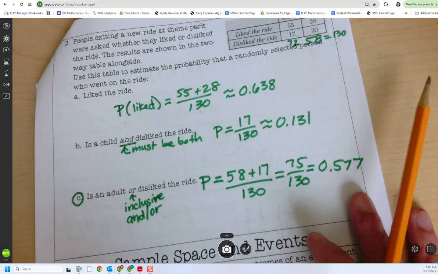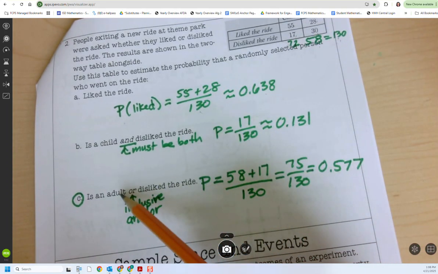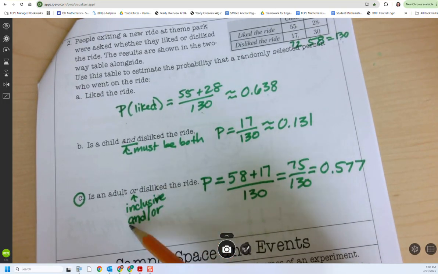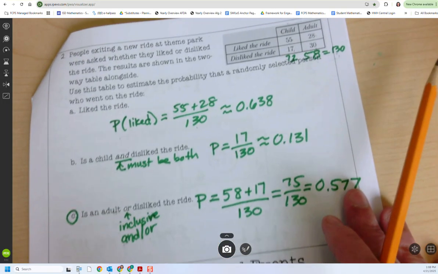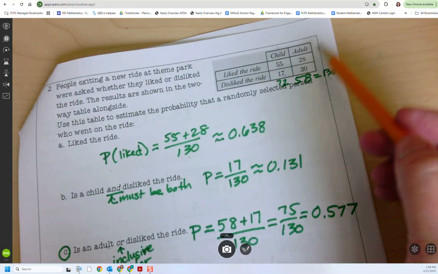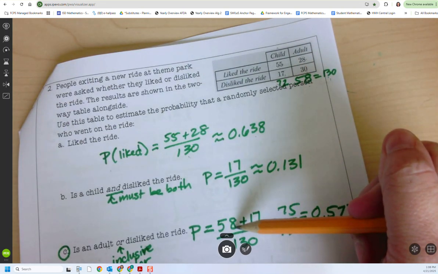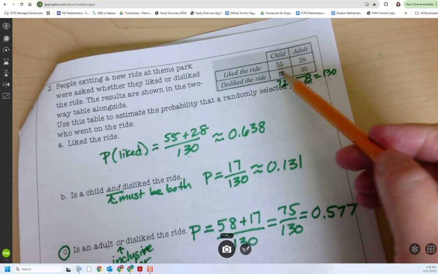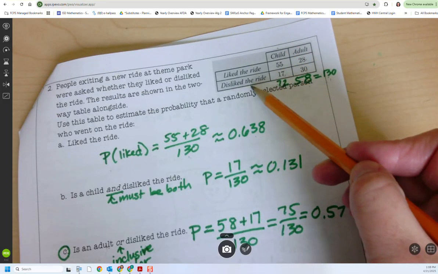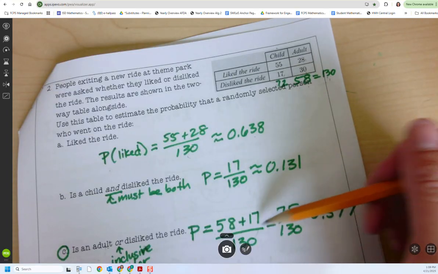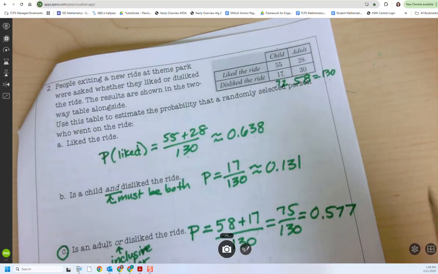When it's an adult or disliked the ride, it could be an adult only, it could be disliked only, or it could be both. It's "and/or." So let's look over here. The adults are 58. There are 58 adults. So I started with that number. And then there were also 17 children who disliked the ride. So I added all of the adults to the children who disliked the ride and then divided by all of the people.